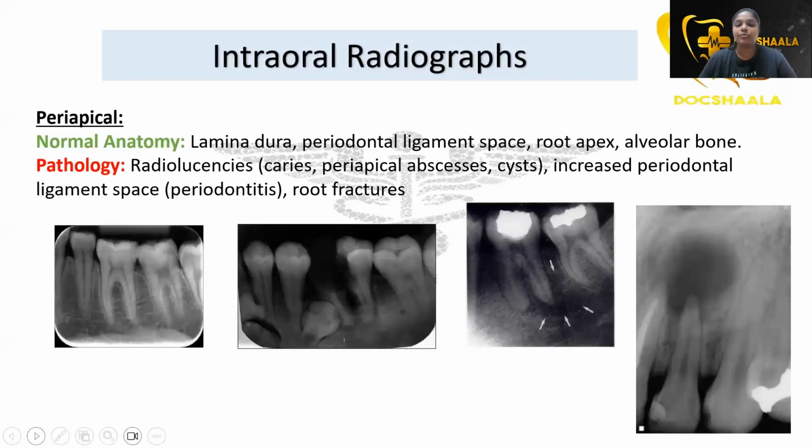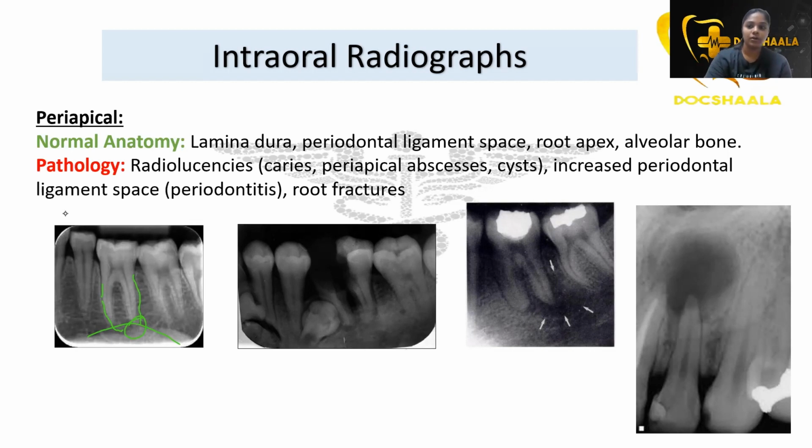Intraoral radiographs we commonly use to identify any periapical pathologies. So a normal intraoral radiograph will have a lamina dura, right? Lamina dura, which is the dense part around the tooth. So this is the lamina dura, and it will have periodontal ligament space, root apex, and alveolar bone. So these are the normal anatomical features which we see on a normal periapical radiograph of the tooth. So we have to just go for pathologies.